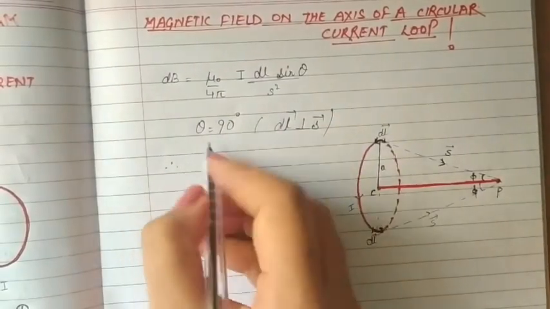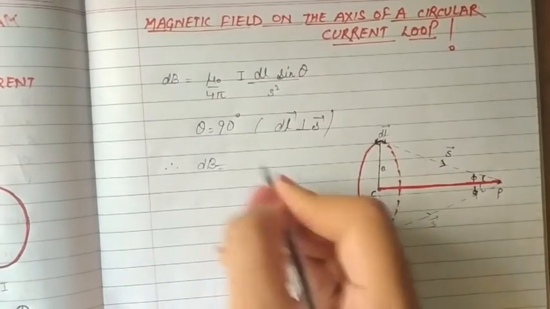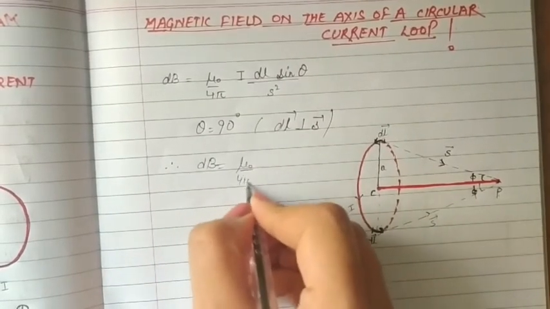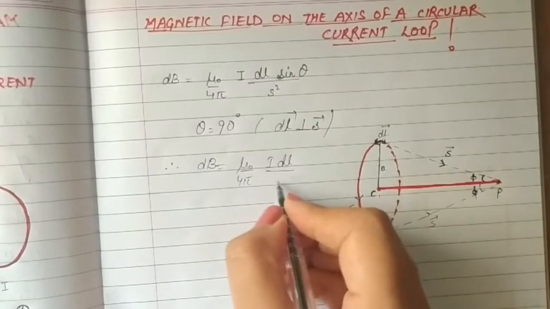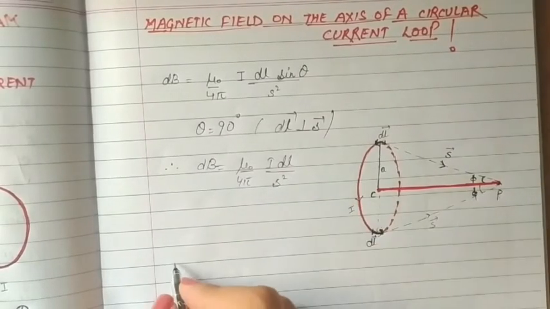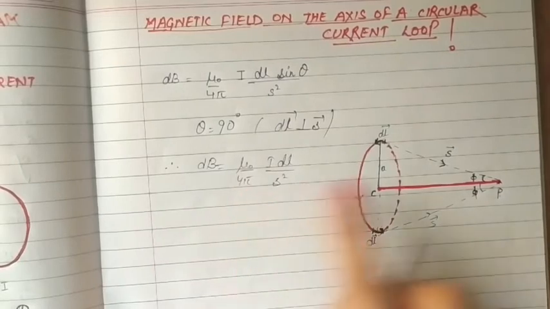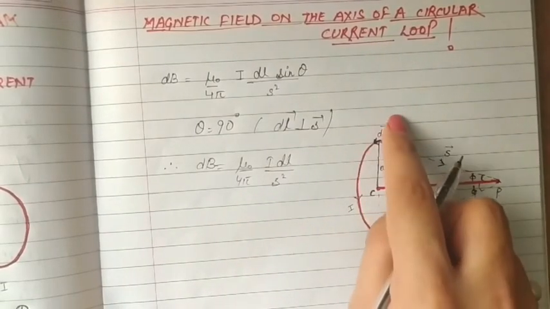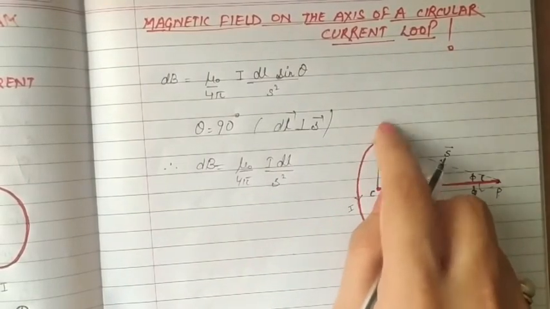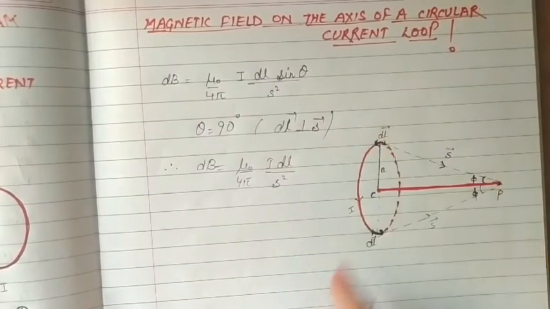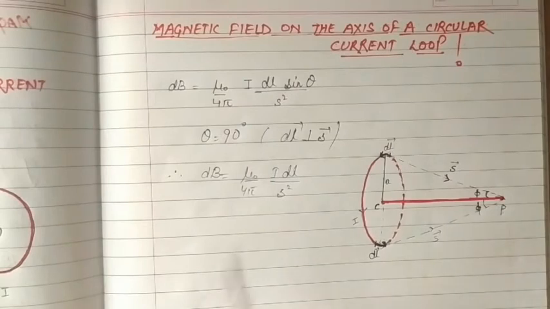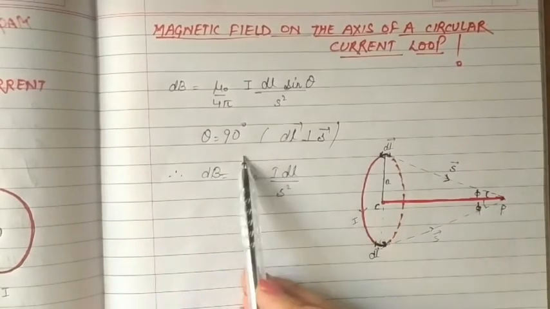In that case, the magnetic field dB is equal to mu naught upon 4 pi I dl sin 90, and sin 90 is 1, so I dl upon s square. This is the magnetic field because of this current element at the top. So this was the magnitude of the magnetic field.